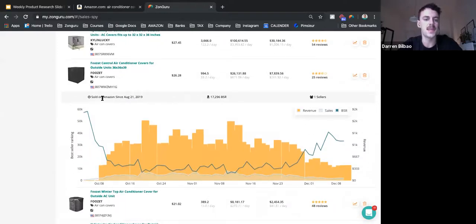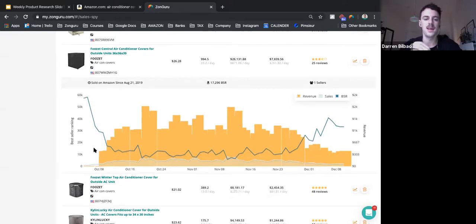Okay, so he sold since August 21, 2019. So he's a brand new seller. And you can see that the graph only starts in October. That's why it doesn't look like it's got the big peak yet. And on average, he's doing really, really well still. So he's selling around $1,000 a day.